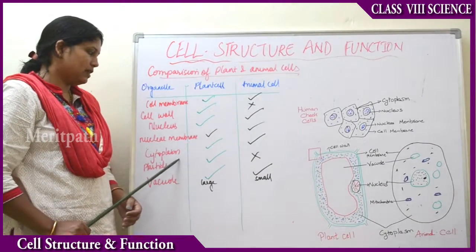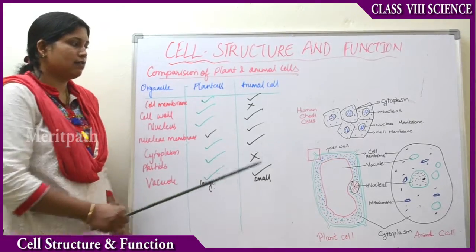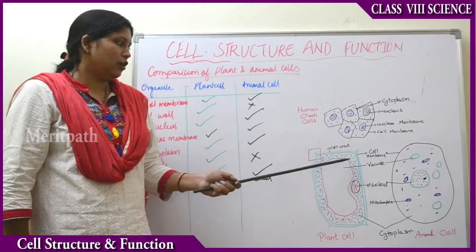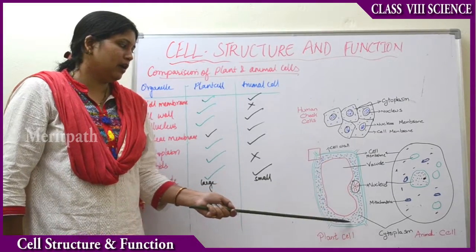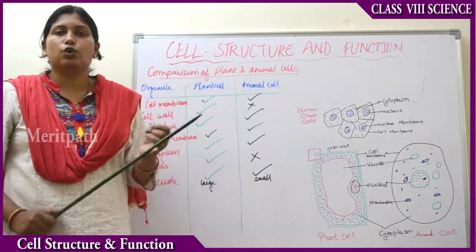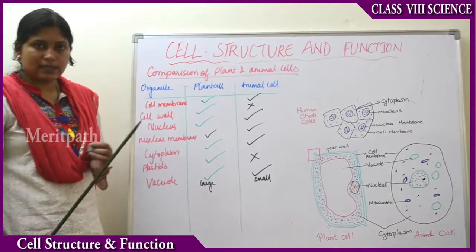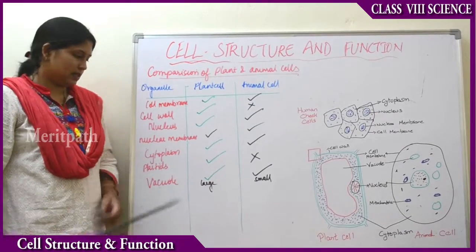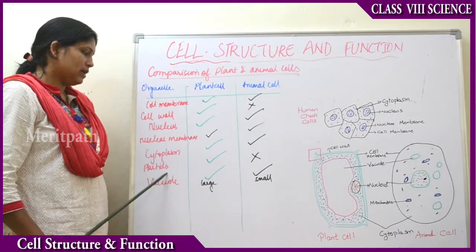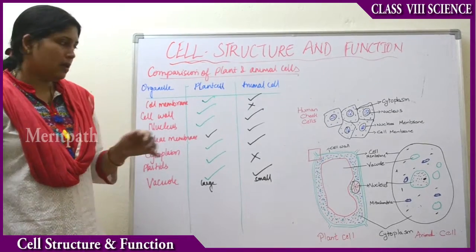Next is cytoplasm. Cytoplasm is present both in animal cells as well as plant cells. Cytoplasm is a jelly-like, fluid-like substance which holds the cell organelles in it. Next is plastids. Plastids are present only in plant cells.